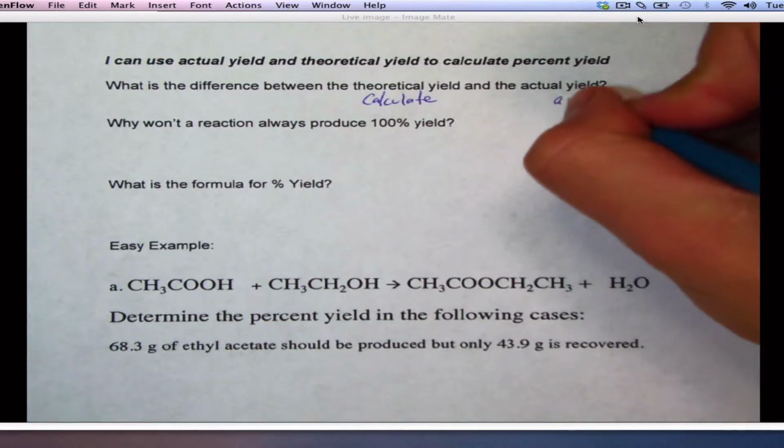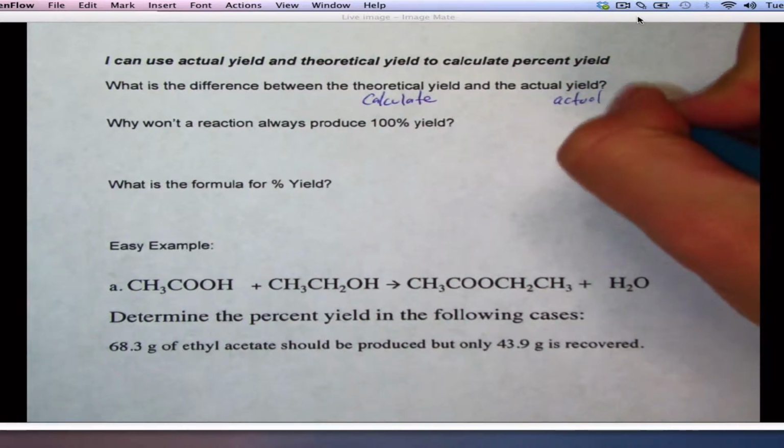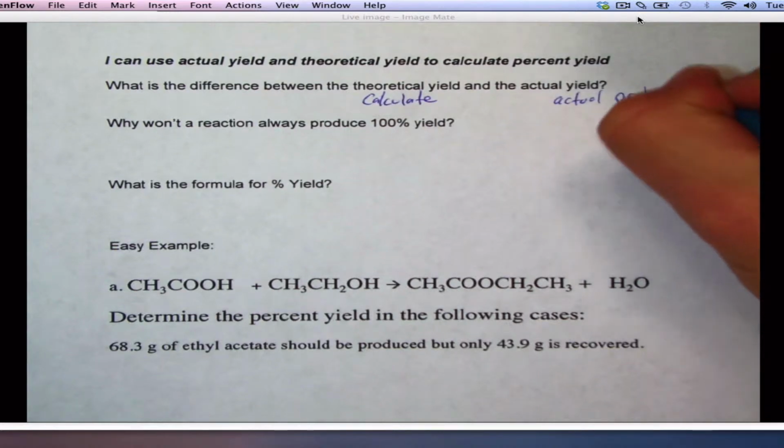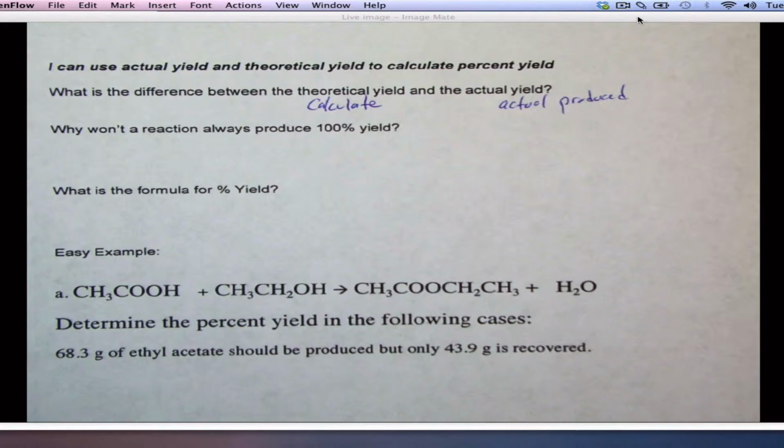So, the actual yield is what is actually produced. Because not all reactions are going to produce the exact amount that they should. There's always other factors that come into play. For example, you could have spilled something. You could have not measured right. You could have dirty glassware, things like that.